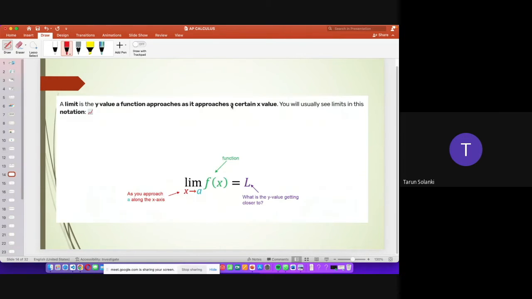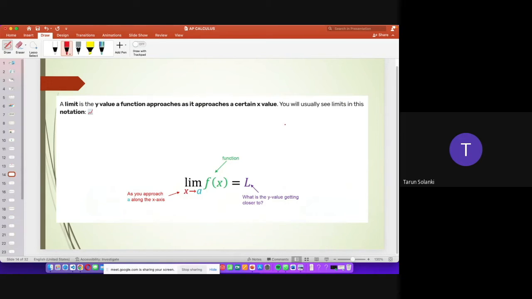So first thing, a limit. Now let's define limits first. A limit is the y value a function approaches as it approaches a certain x value, right? So the notation for limits is limit x tends to a of f of x equals L. Here f of x is your function, x approaches a along the x-axis, right? And L is the y value we're getting closer to when we give these a values to the function.